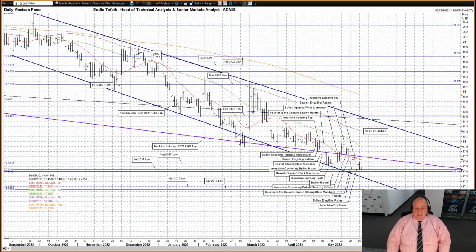US dollar against the Mexican peso. A bearish black crow yesterday, not quite making it as a key reversal down or even a bearish engulfing pattern, though the second lowest close we've seen since July 2017. Above the market we now have the neckline, currently 1770.03, of the February to April 2021 head and shoulders top.